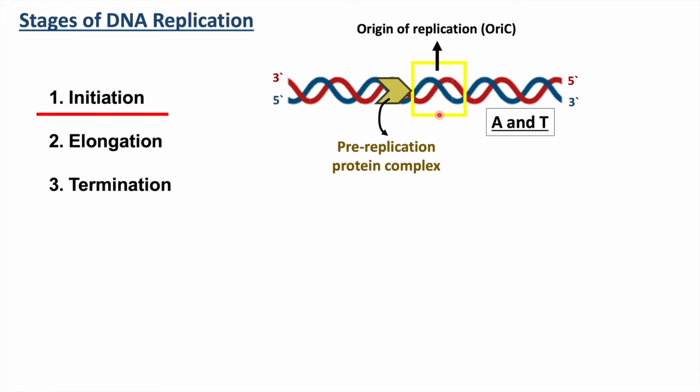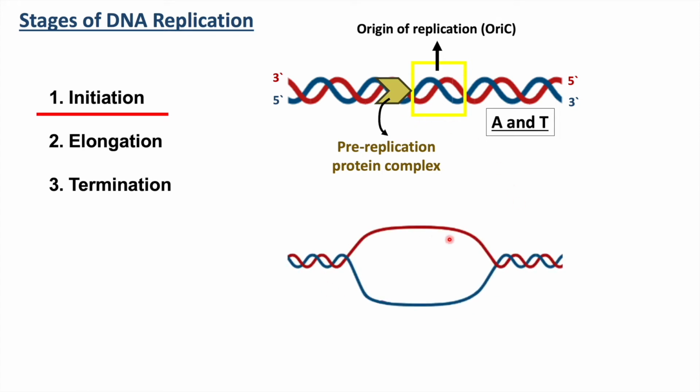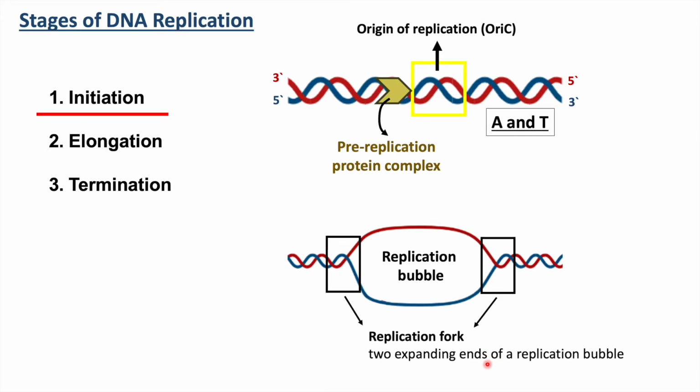When it does that, when these two strands are separated over this local region, it creates something similar to a bubble, and that is called the replication bubble. These two ends of the replication bubble, which look like a V-shaped structure, are called replication forks. They are nothing but the two expanding ends of a replication bubble.